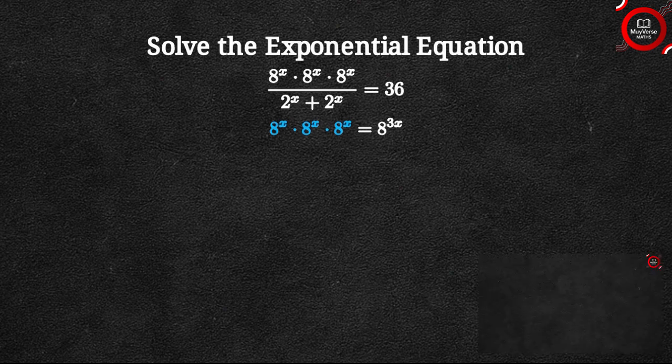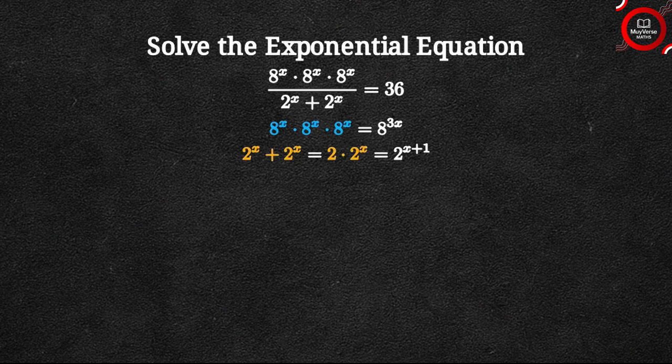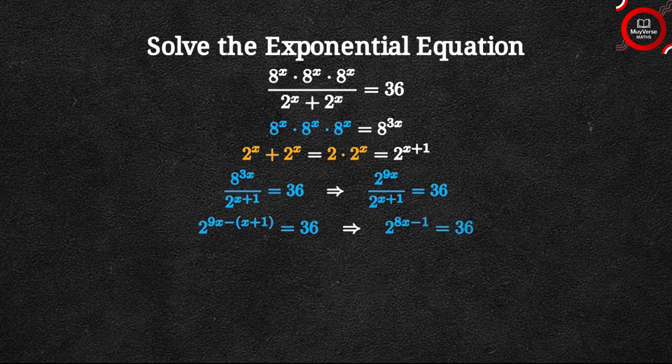Step 2. Simplify the denominator. 2 to the x plus 2 to the x is just 2 times 2 to the x, which is 2 to the x plus 1. Step 3. Rewrite the whole equation using a common base. We know 8 equals 2 to the third, so 8 to the 3x becomes 2 to the 9x. Step 4. Use the quotient rule. When dividing powers with the same base, subtract the exponents. So we get 2 to the 8x minus 1 equals 36. Step 5. Solve for x using logarithms.